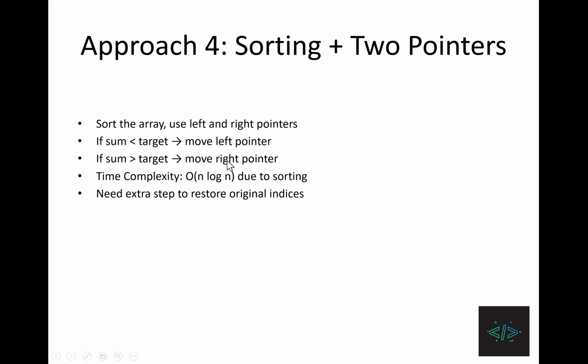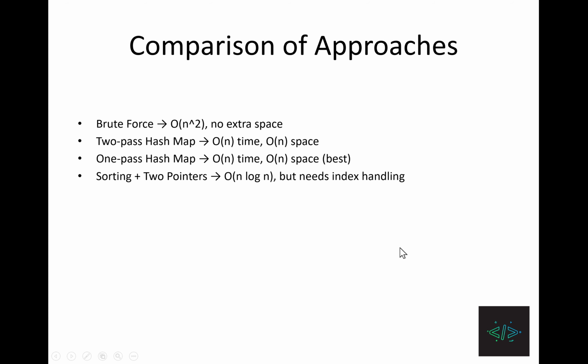Basically, one pointer at the left end and the other pointer at the right end. If the sum is greater than the target, then we decrease the right pointer, and if it is less than the target, we increase the left pointer. So basically, we will meet at two indices whose sum equals the target, and we will return those indices. That's all. And here the brute force is O of n square, so it will not work. It will give time limit exceeded, and we can basically solve using these two.